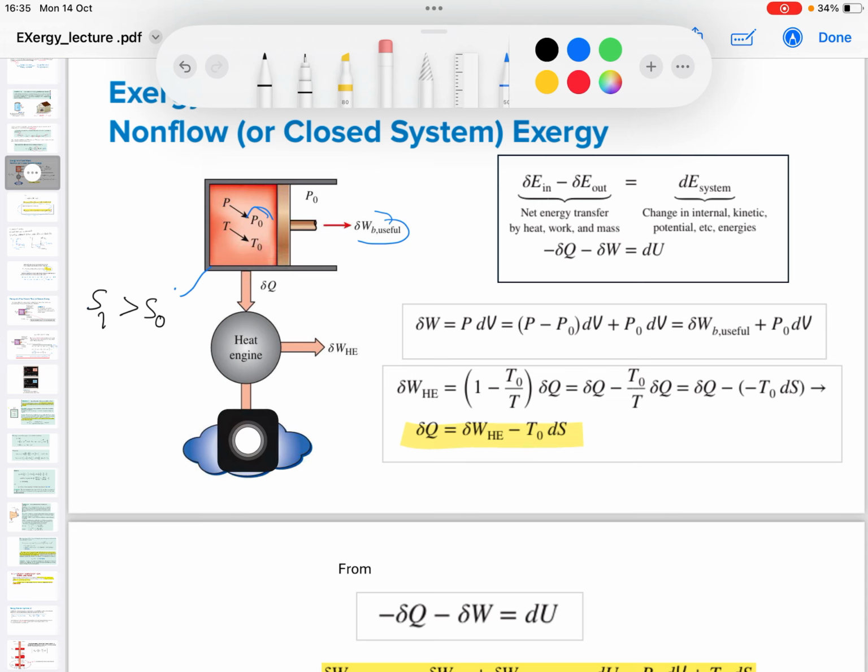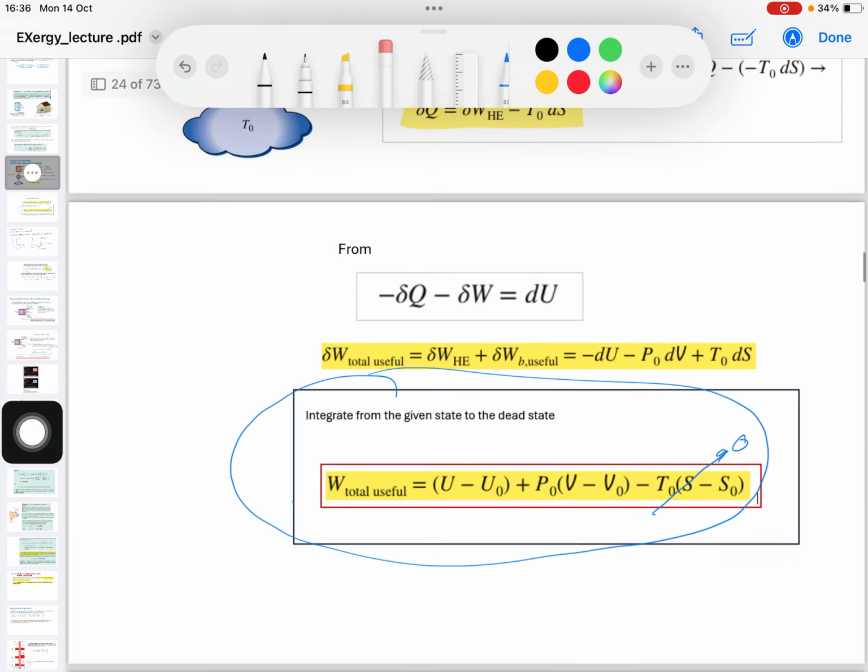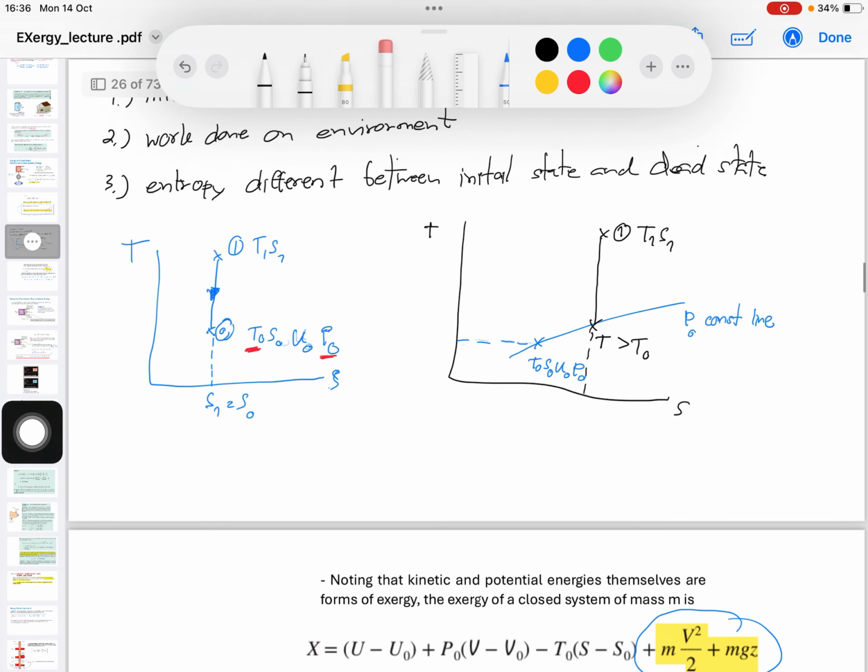So I can extract more work by connecting a heat engine to the system, and I transfer the heat at the same time as expanding the gas. So in this way I can have useful mechanical work from the expansion, and also additionally useful work from the heat engine.